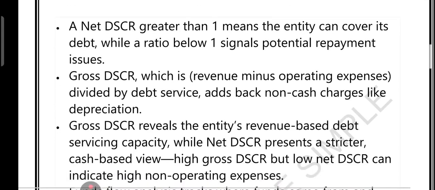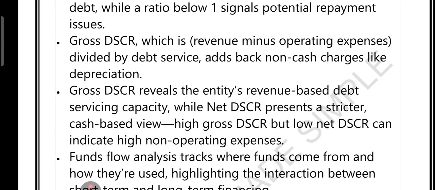Now let's talk about the gross DSCR. When we talk about the gross DSCR, what we do is subtract operating expense from revenue and then divide by the debt service.